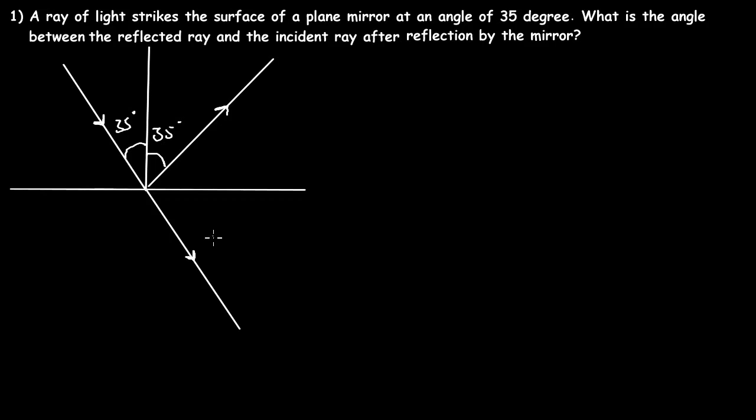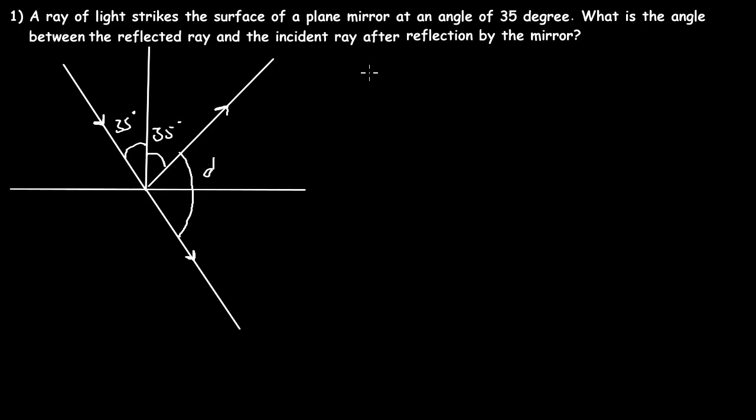Now basically, the problem requires us to find the angle between the reflected ray and the incident ray after reflection. So that's clearly this angle. Remember, we said the angle of deviation is the angle between the path that the incident ray takes when it's being reflected, and the path that the incident ray is supposed to take if not being reflected. So that's simply the angle of deviation. So we represent that with D. So how do we get D?